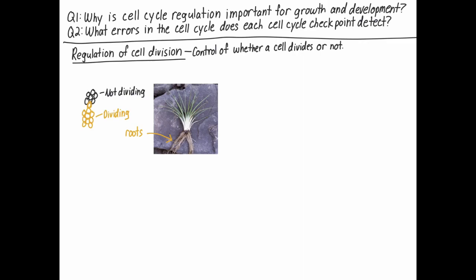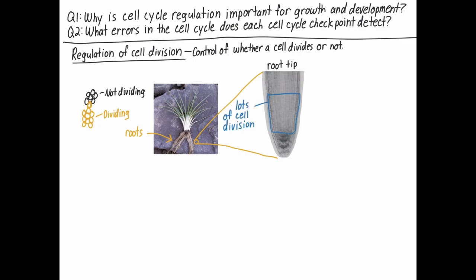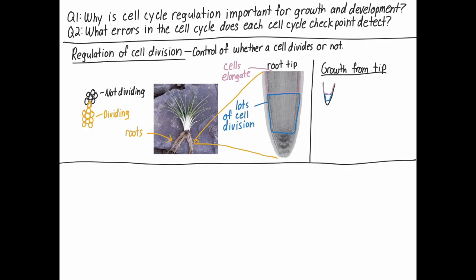The highest rate of cell division in the root occurs at the tip, in this area. Once the cells are made, they get longer or elongate. The production of cells and their elongation is what makes the root get longer and longer.